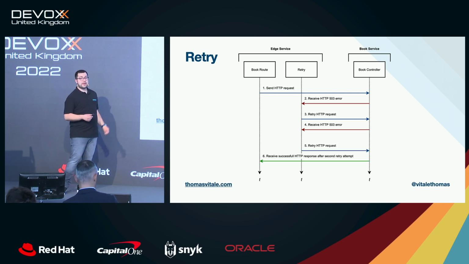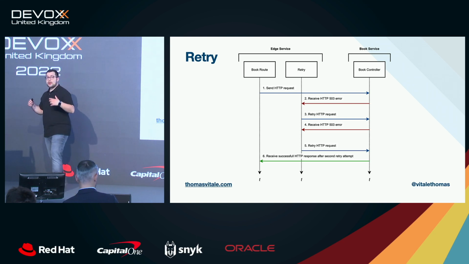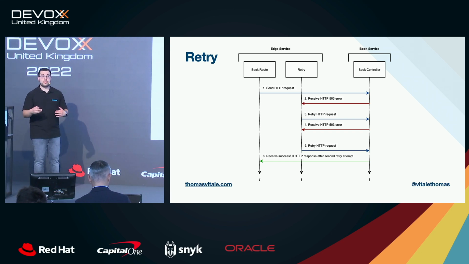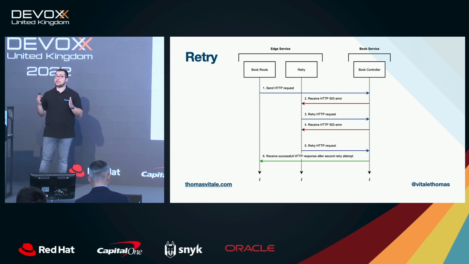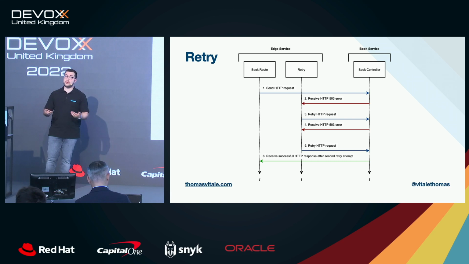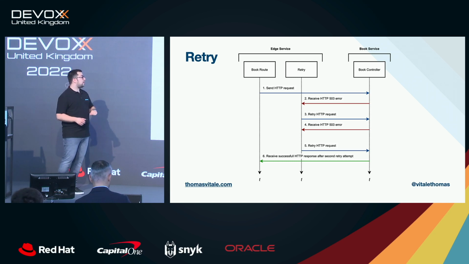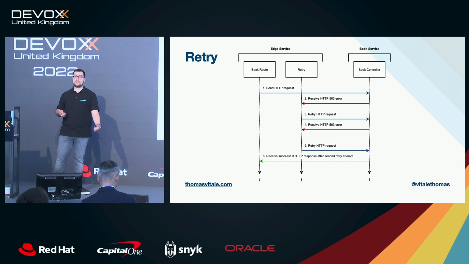Once again, 503. So now we are not trying and trying again one attempt after the other. We are waiting longer delays between each retry. That's important, because we don't want to overload Book Service even more. So we want to give it time to recover. So we wait a bit longer, we send a new request, and finally the response is successful, and that's fine.